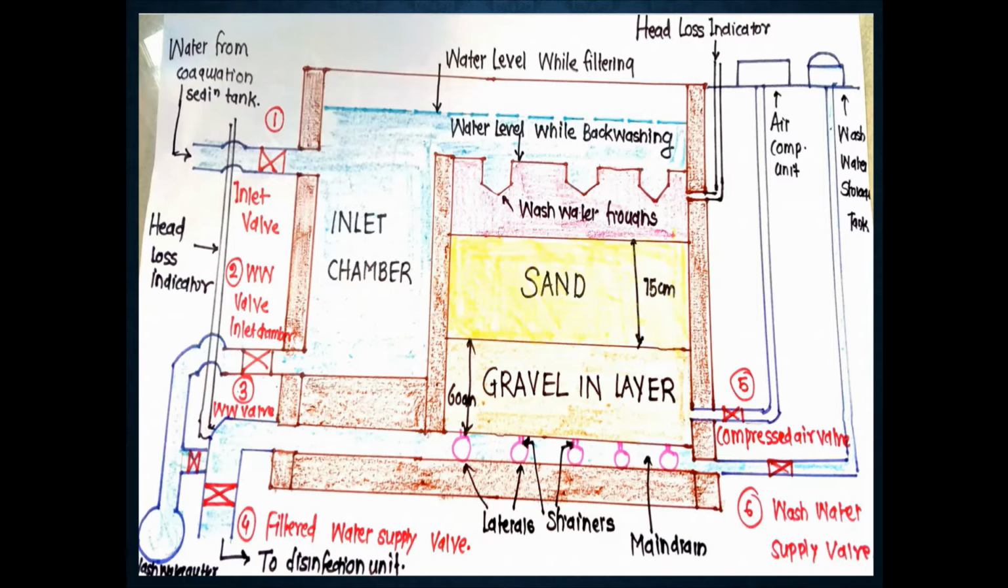Similar types of points are required to be written when we discuss the rapid sand filter. Already we have discussed the slow sand filter theory, in which we explained which types of components are required to construct the slow sand filter. Similarly, we will take reference of the same points and see the construction and working of the rapid sand filter.